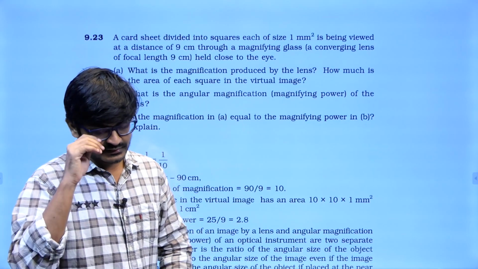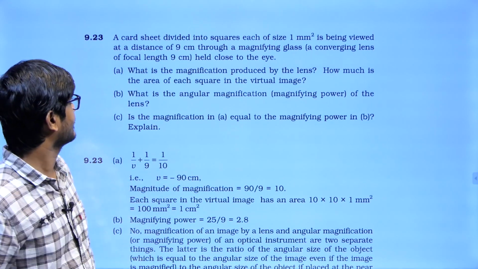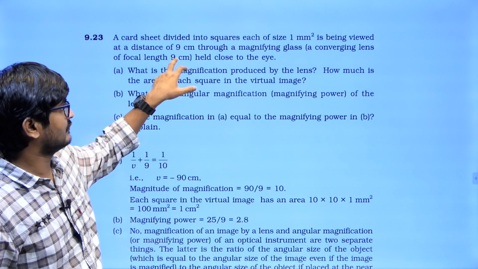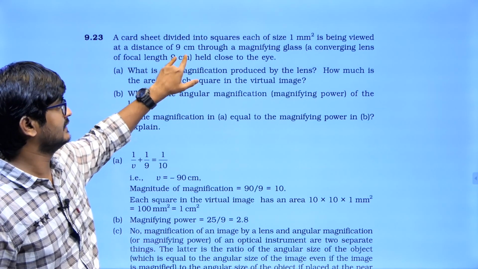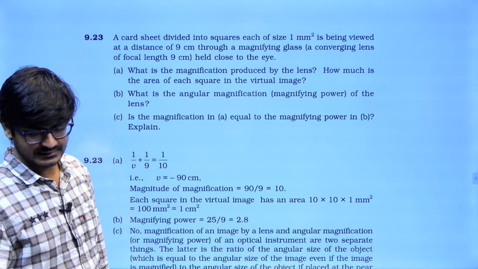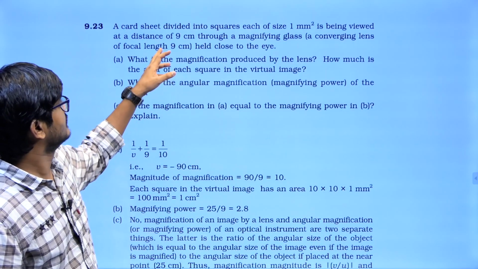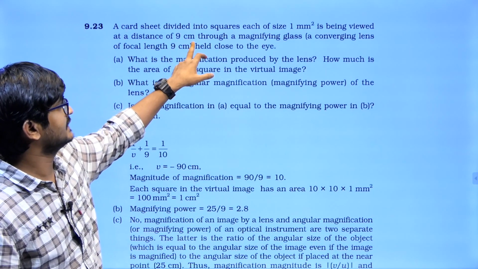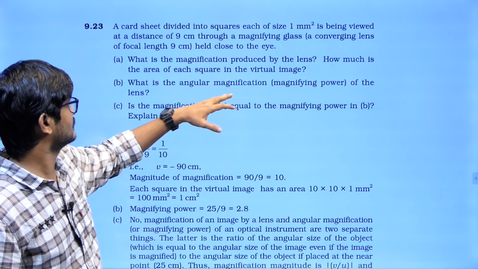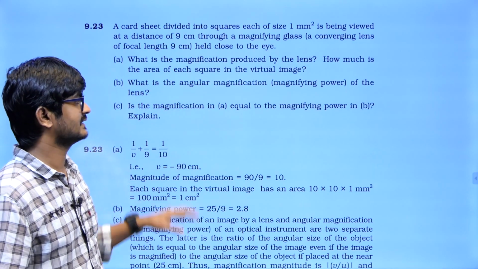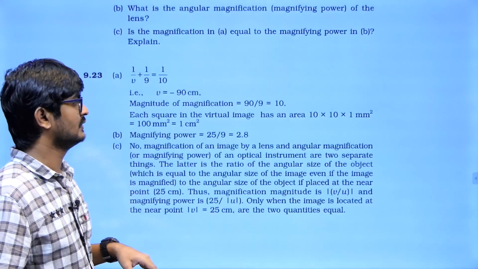Now this question is from NCERT, and take the focal length as 10 centimeter. Here it is not 9, it is 10 centimeter. Now the question goes like, in this particular question, when the object is at a distance 9 centimeter, then what is the magnification produced by the lens and what is the angular magnification, and is magnification equal to angular magnification or not?